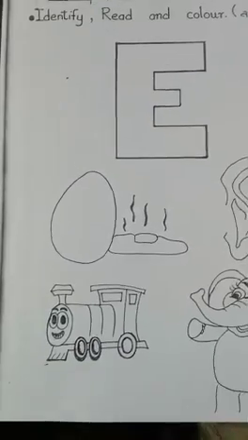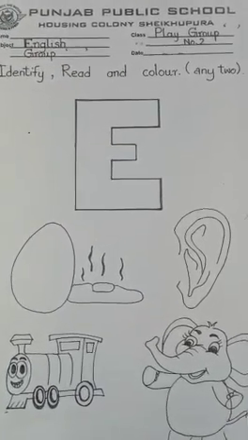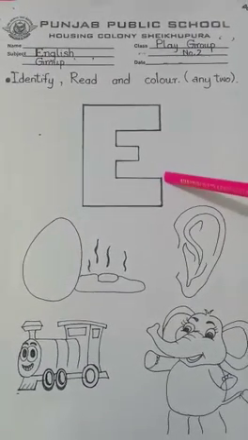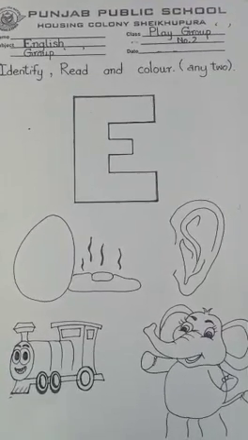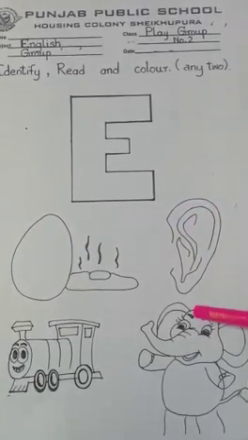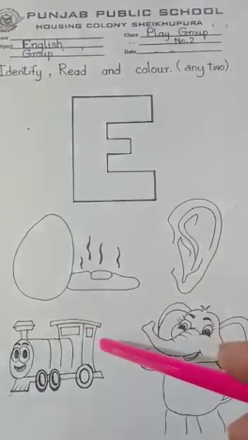So kids, these are the pictures you can relate to this letter and the sound, that is E, A: egg, ear, elephant, and engine.